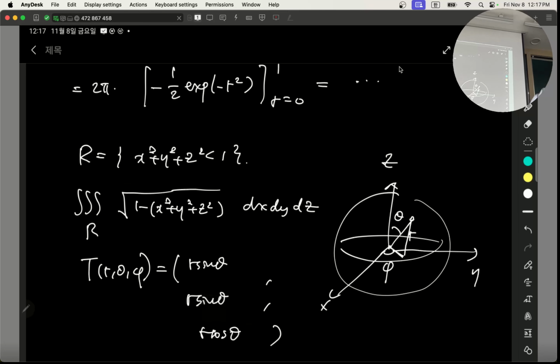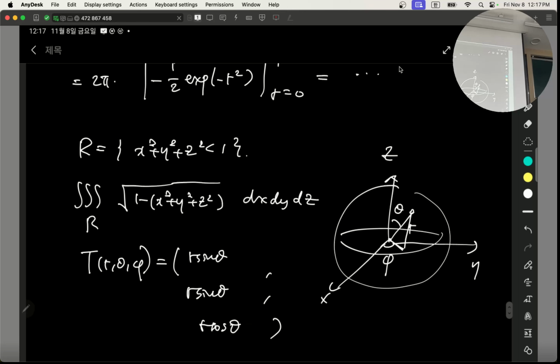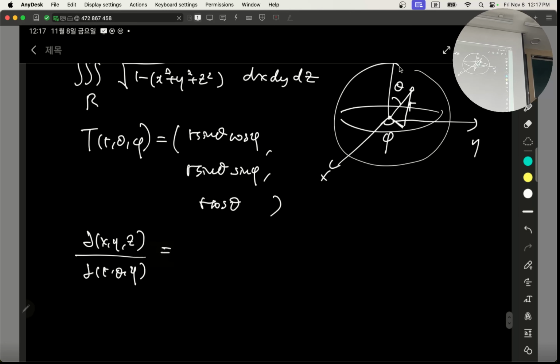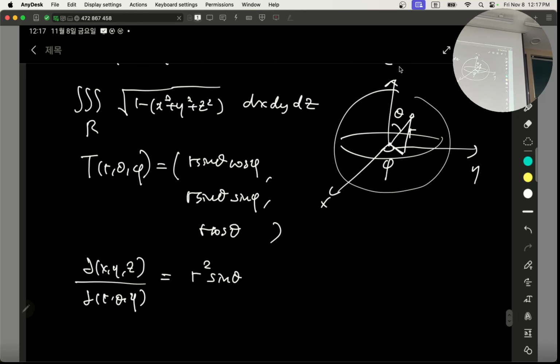And the angle from the positive x-axis gives you the angle determining the xy coordinate. So it's cosine phi and sine phi. It's a long computation to compute the Jacobian, so I'll just give you the result. When you take the Jacobian of these spherical coordinates, it's the determinant of a 3x3 matrix. It's r squared sine theta. Okay, so I'm going to use this to rewrite this integral.